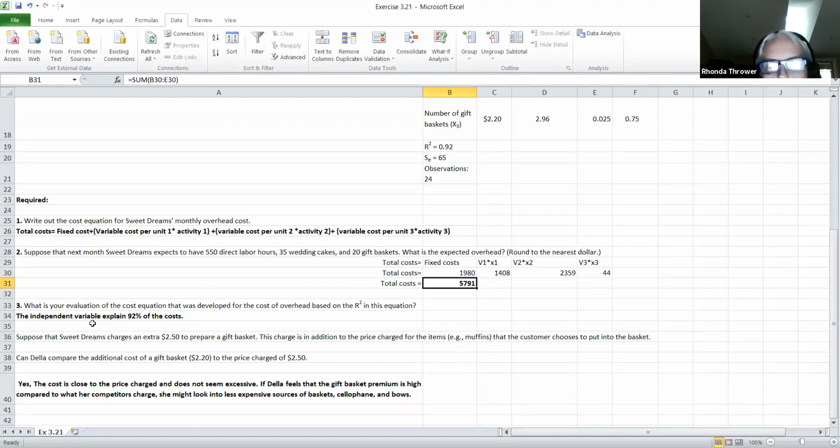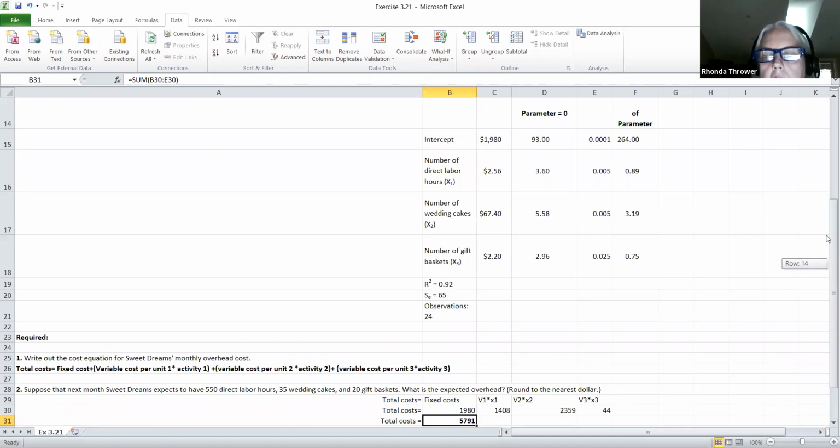And then they had a what if analysis for this. It says, what is your evaluation of the cost equation that was developed for the cost of overhead based on R2 in this equation? And so when you run the information through regression analysis, it will give you this figure right here for R2.